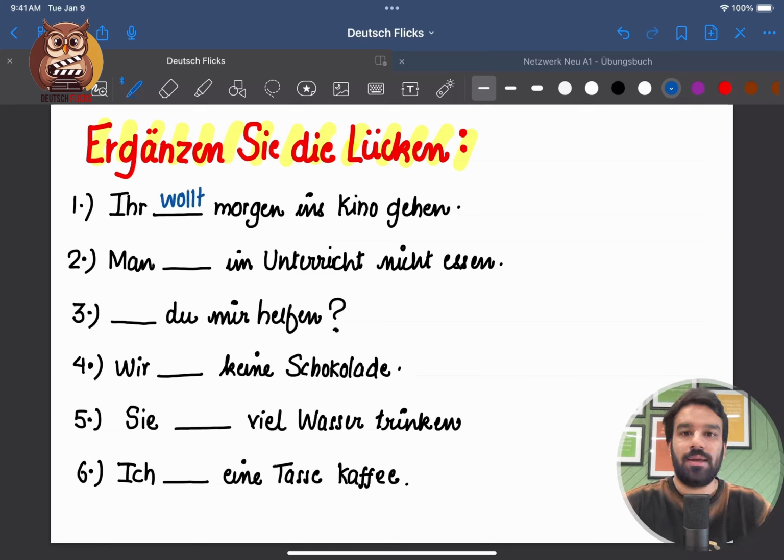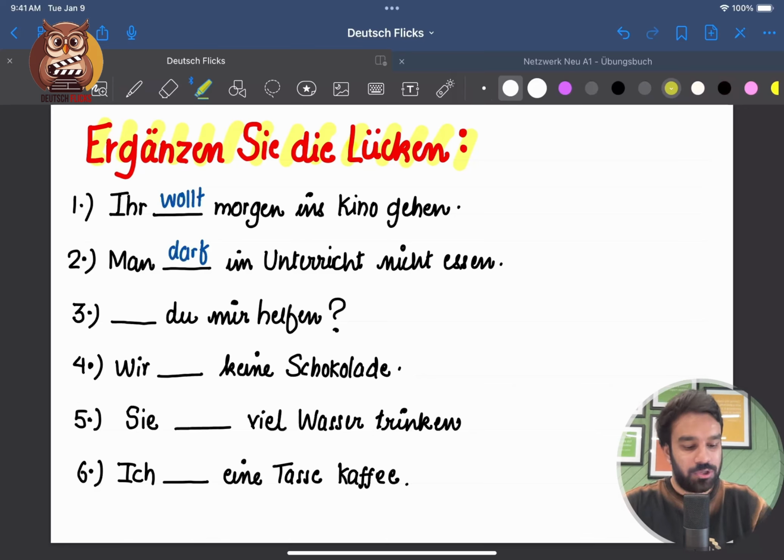Nummer 2, man Lücke im Unterricht nicht essen. Unterricht means class. Nicht essen means do not eat. So you're not allowed to eat in the class. So for permission we use dürfen. We'll say man darf im Unterricht nicht essen. So that's how we conjugate the verb. We give er/sie/es conjugation according to man.